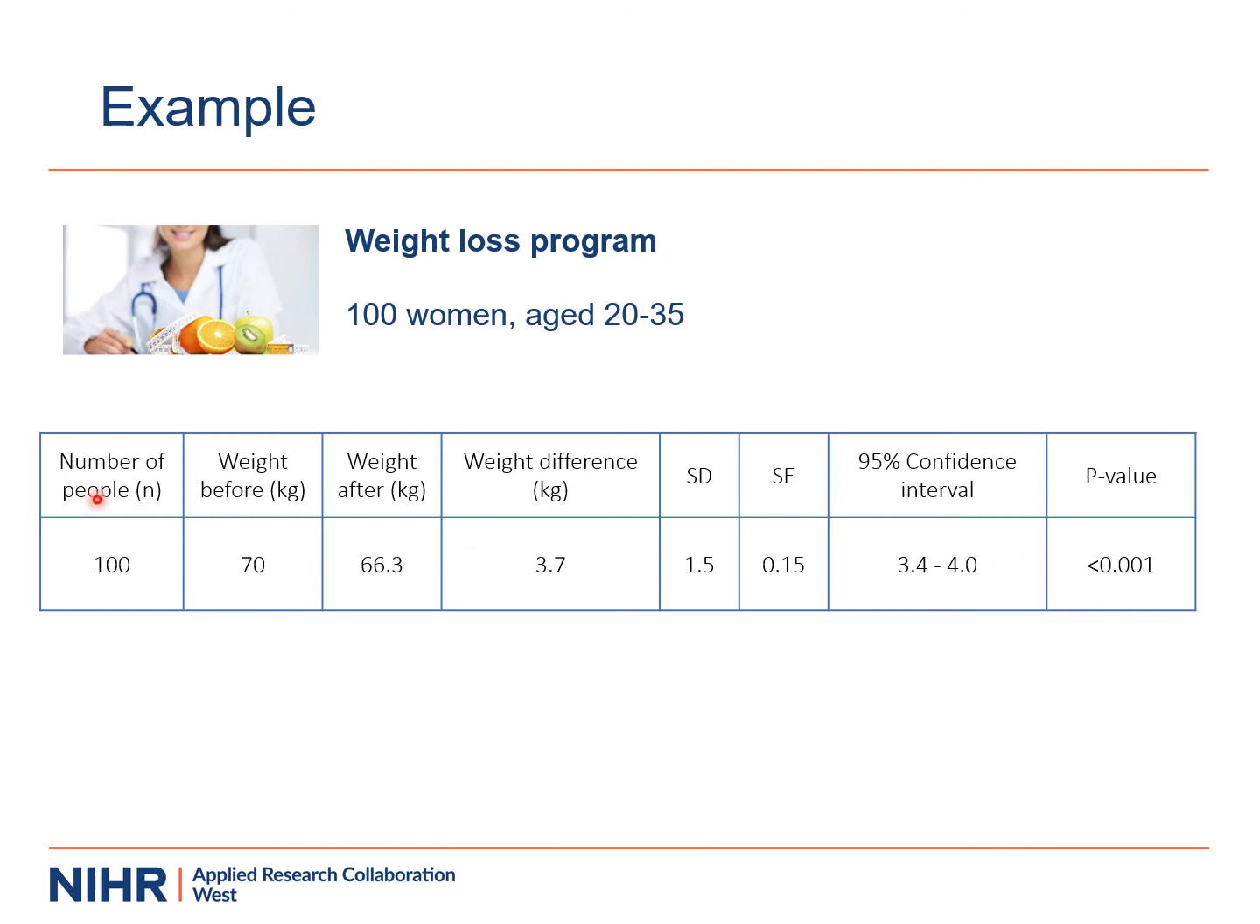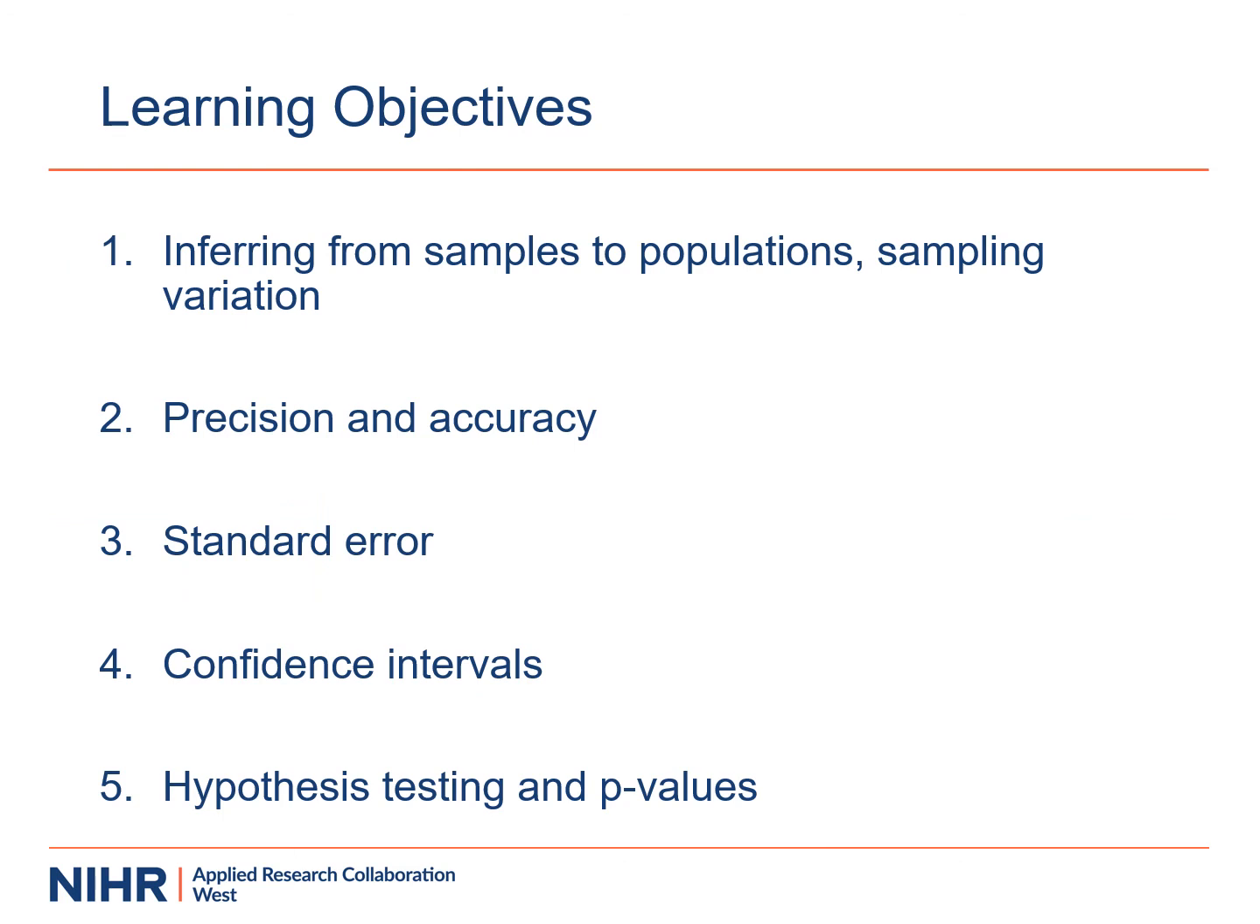So let's look back at our weight loss example. So I already mentioned what we saw in the beginning, that we had a very, very small p-value. So we have found strong evidence that there is in fact a weight loss and that there is a significant weight loss in our study. So now we have covered all these objectives. So we've talked about inferring from samples to populations, and we've discussed sampling variation, the difference between precision and accuracy, the standard error and how you need it to get to a confidence interval, how you arrive to a confidence interval, and how to do hypothesis testing and how to interpret p-values.